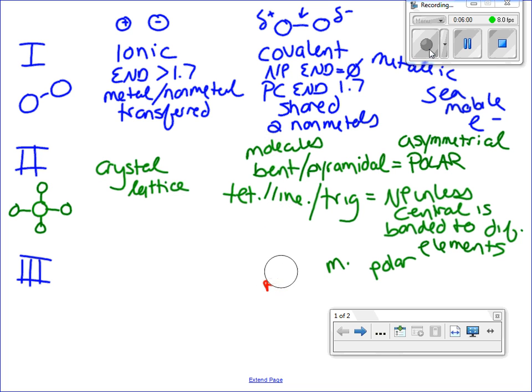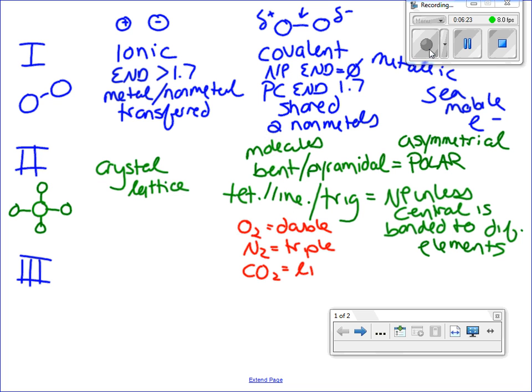You don't need to know a ton about shape names, but you do need to be able to tell about the polarity. So knowing shapes does help, okay? Remember that when you draw things like O2, you need to know it has a double bond. N2, you need to know has a triple bond. And CO2, you need to know is linear and nonpolar because it is a carbon with a double bond on both sides to oxygen, okay?